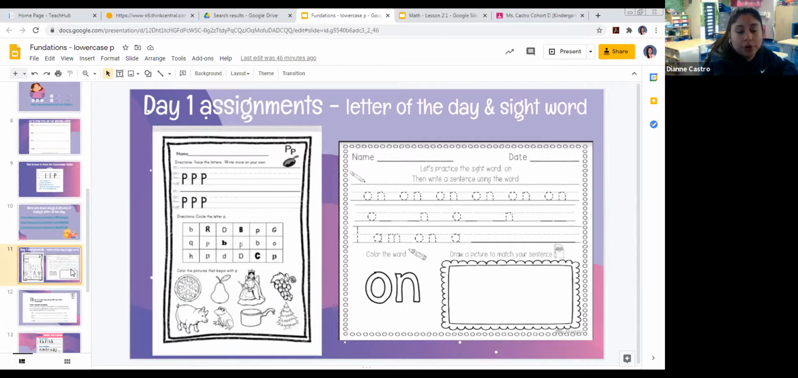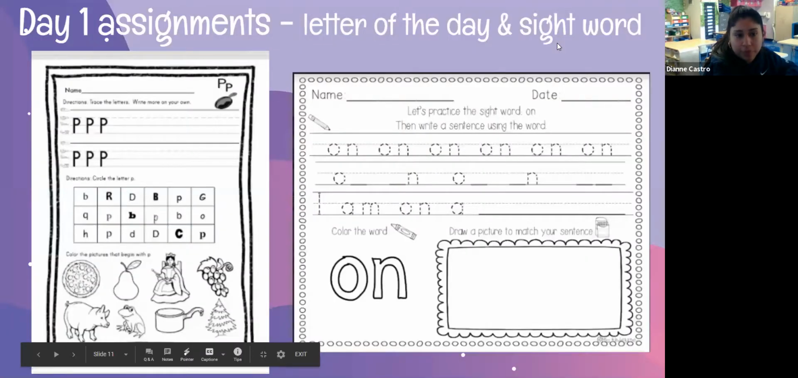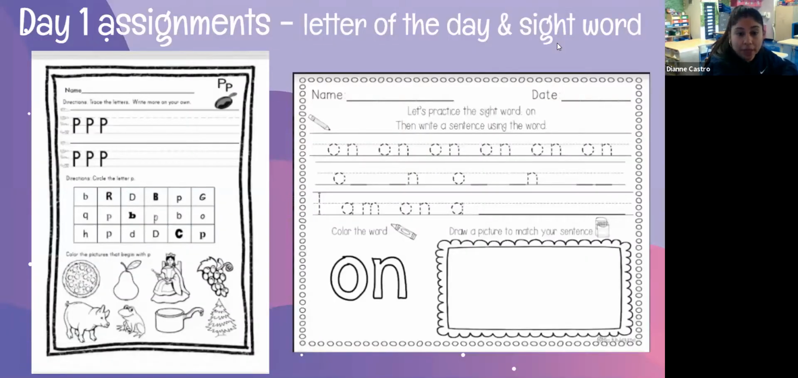So for the lowercase p, what you're going to do is you're going to form the letter on both the top and the bottom row. And remember, for the letter P, we're dropping it down to the worm line. You're going to go all the way down to the worm line, okay?